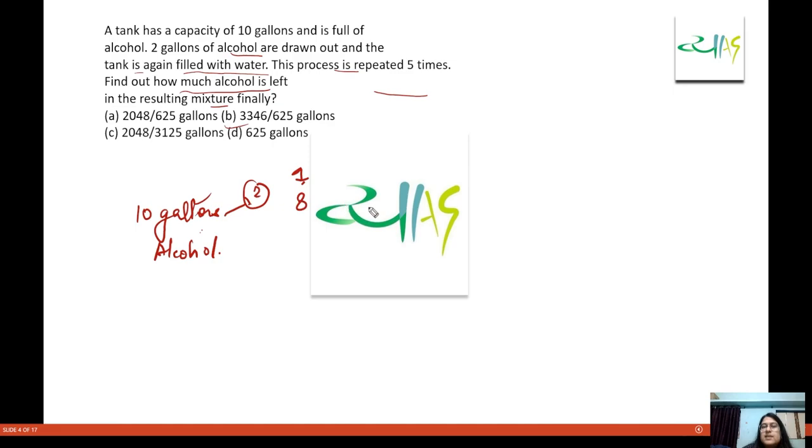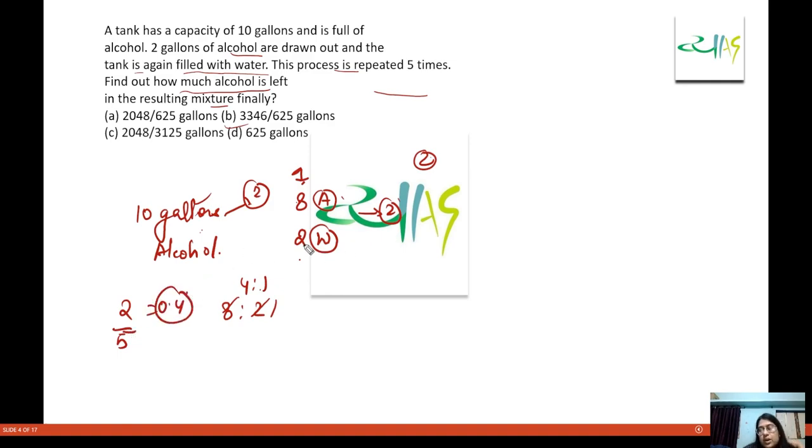So first time when 2 gallons is removed, now you have 8 gallons of alcohol and you have 2 gallons of water here. Fine. Now 2 gallons if removed from here, then how much you will get? So when 2 gallons is removed from here, that will be in the ratio of 8 is to 2 or 4 is to 1. So 2 by 5 is how much? 0.4. So you know that 0.4 gallons of water will be drawn from here. So this will be 1.6 gallon of water. Okay, and how much alcohol are you going to withdraw? 0.4 into 4. So that means what?